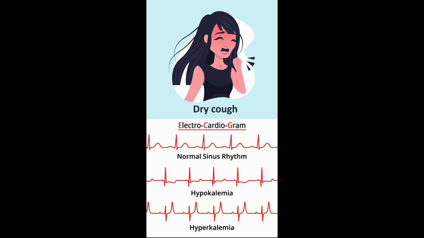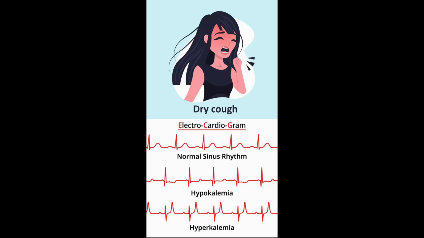Another side effect is hyperkalemia, which means high potassium levels. This occurs when ACE inhibitors reduce the release of aldosterone. Aldosterone normally helps the body get rid of potassium, so when it is reduced, potassium is going to increase. A third common side effect is hypotension, or low blood pressure. This is especially likely after the first dose because the blood vessels suddenly relax and widen.